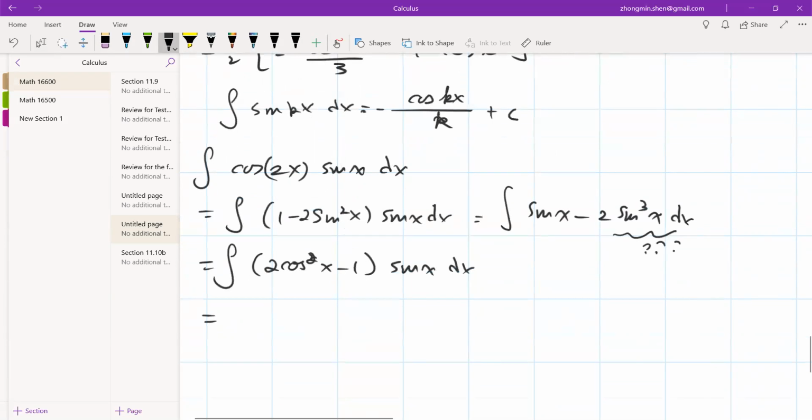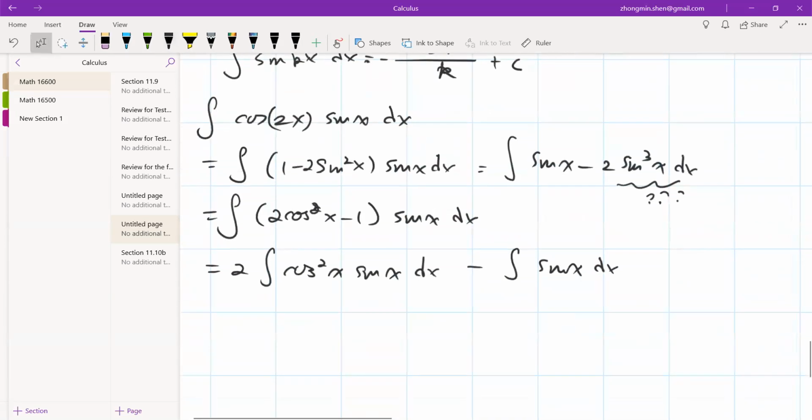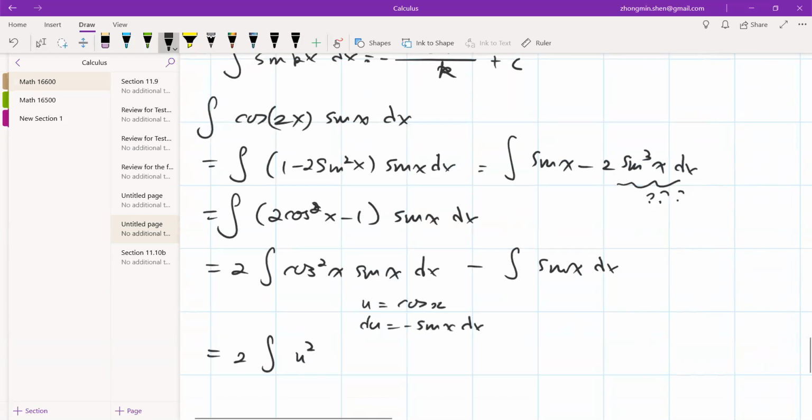So now if you change it, you get cosine squared x sine x dx. Then you're okay, because the second part is just sine x. So this one, I use a substitution. I let u be cosine x. Then du equals negative sine x dx. So the integral will be u squared times negative du.